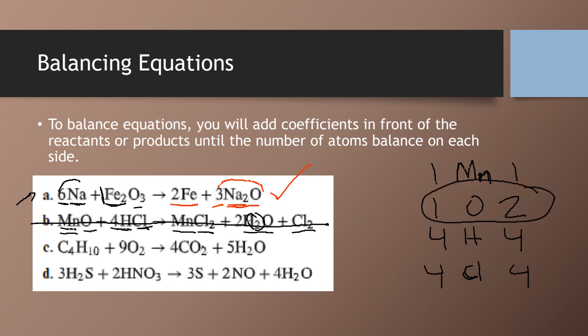We could balance this, but it would take a little bit of extra work. We'd have to change more than one coefficient here. So let's try the next one. In the next example, we'll go through actually balancing one that's not balanced.